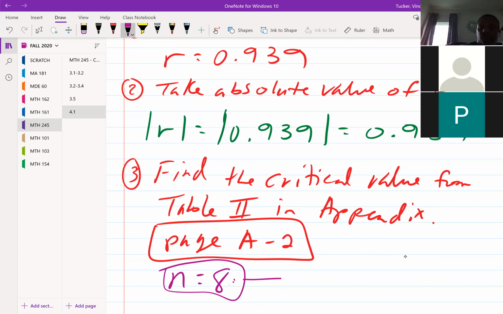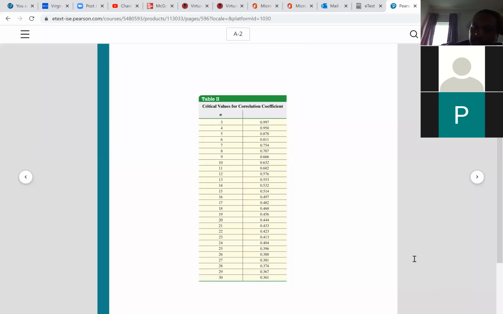All right. So from that, you should be able to go to the chart now. Let me reshare that screen. All right. So when n is equal to a certain number, notice it starts with 3 and goes to 30. So when n is equal to 8, the critical value that they give is 0.707. All right. Okay, that's why I was asking, because the chart says 0.707. All right. But everybody good now, right?